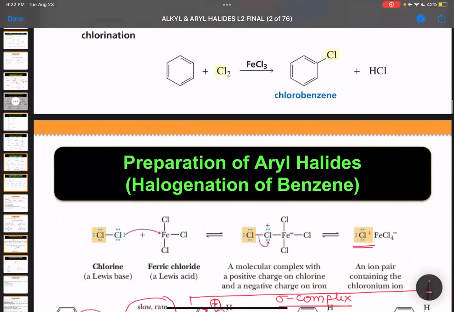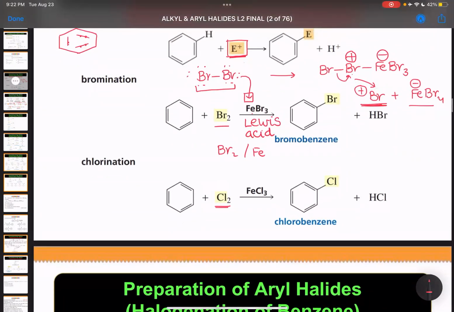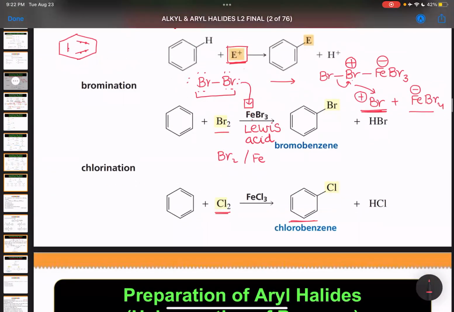So how do you generate bromobenzene? You take Br2 and FeBr3, or you can simply take Br2 and Fe also, because Br2 and Fe will react among themselves and form FeBr3. Similarly, you can take Cl2 and FeCl3. The Cl minus will be taken away by the Lewis acid FeCl3, and you will have Cl plus, which will go and attack the benzene ring. The benzene ring will form a sigma complex, and finally the H plus will be removed from the site where the Cl plus attached itself. So this is how the electrophilic substitution happens.